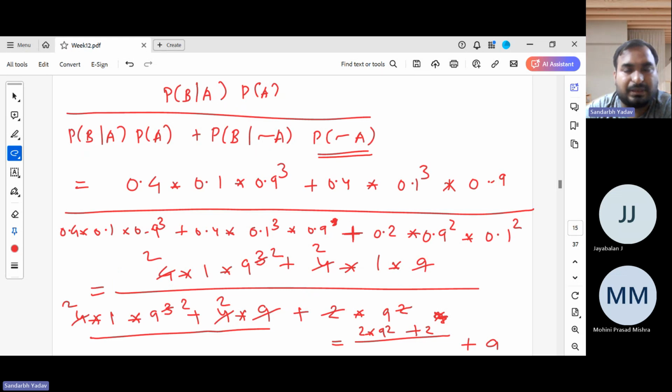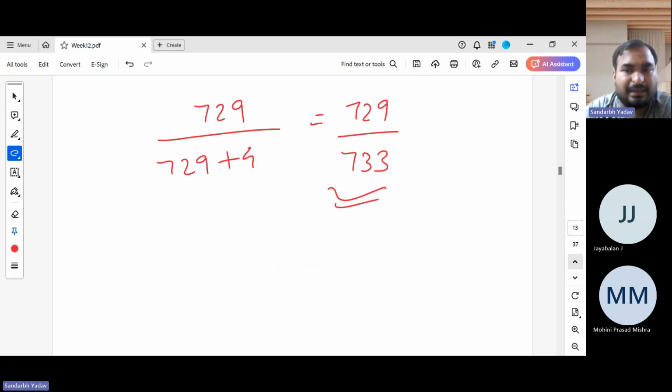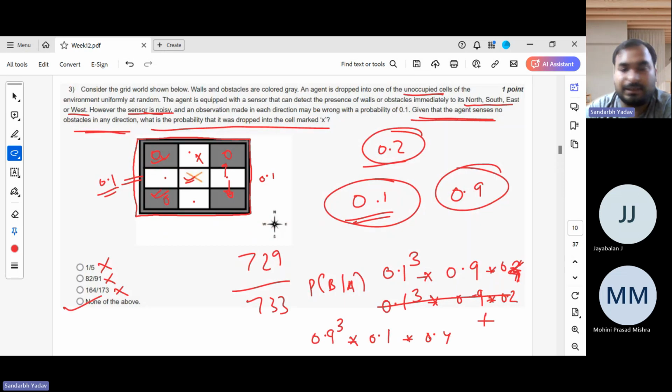So we have to calculate the numerator. First thing will be the probability that it's not dropped in the cell marked X, so it will basically be any of these remaining 4 cells. Then once it has been dropped in one of those remaining 4 cells, you have to calculate the probability of event B. That will be the probability that you have obstacles only in north and south and not in east and west. So let's see all the 4 cells one by one again.